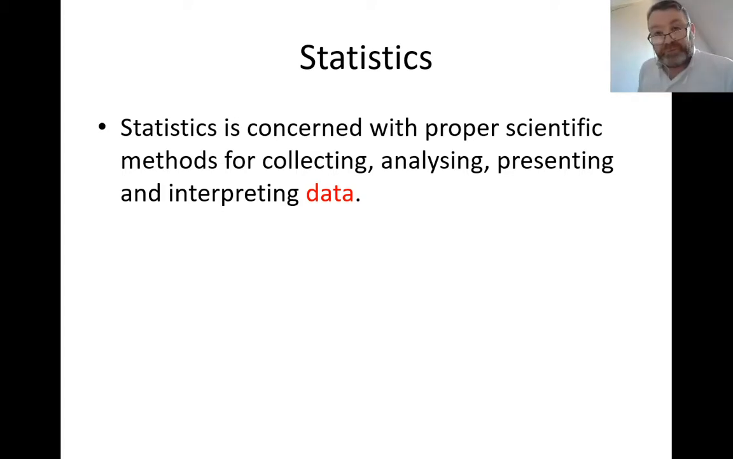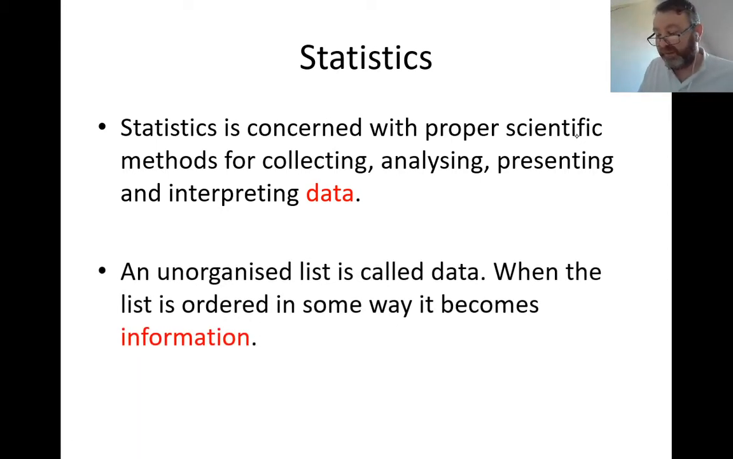Statistics is concerned with the proper scientific method for collecting, analysing, presenting and interpreting data. Now, what are the two most important words there? Proper scientific methods. That's the key thing. Proper scientific methods for collecting, analysing, presenting and interpreting data. An unorganised list is called data. So when you stand outside your house and count the number of cars that go by and take down the colour of each car, you're going to end up with an unordered list. That unordered list is what we call raw data. When you put manners on data, then we enter into the whole world of statistics.